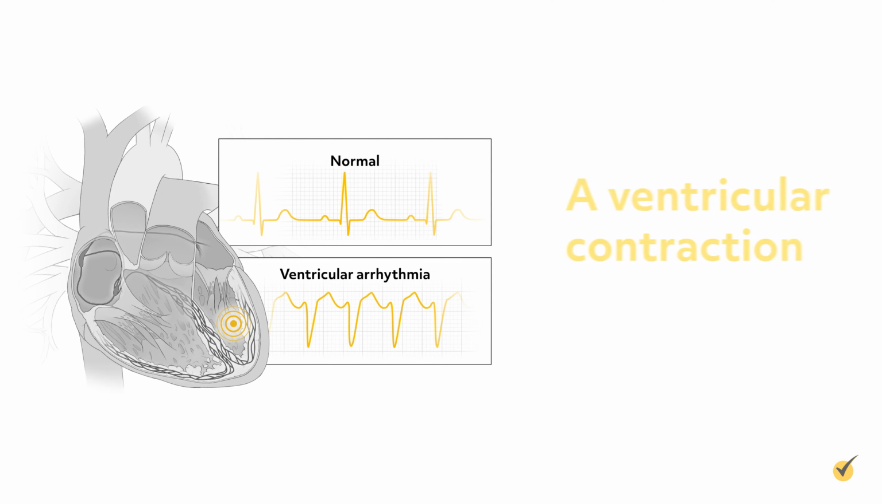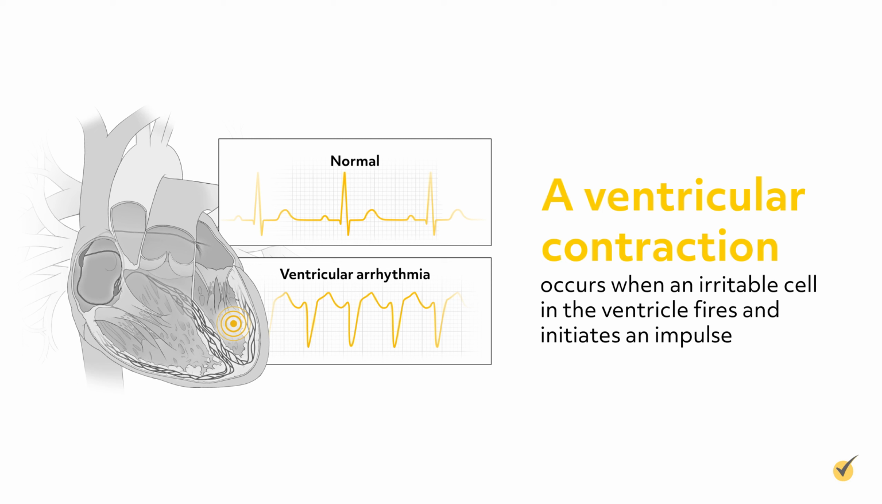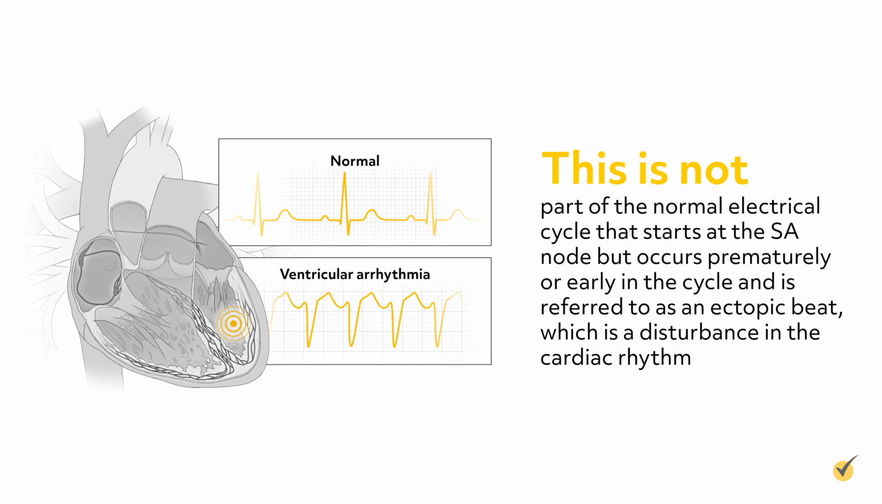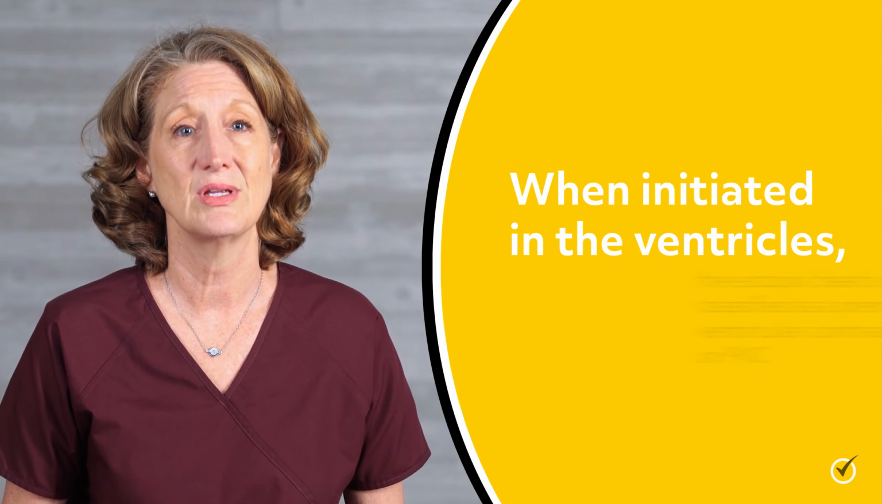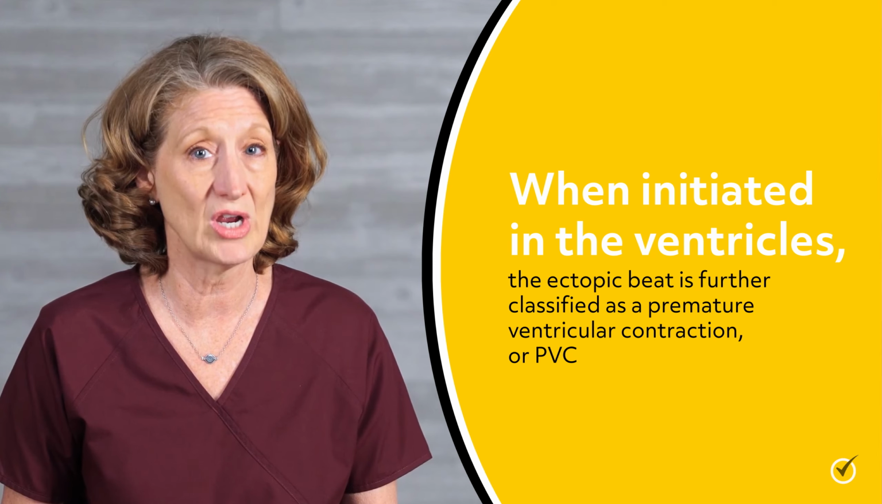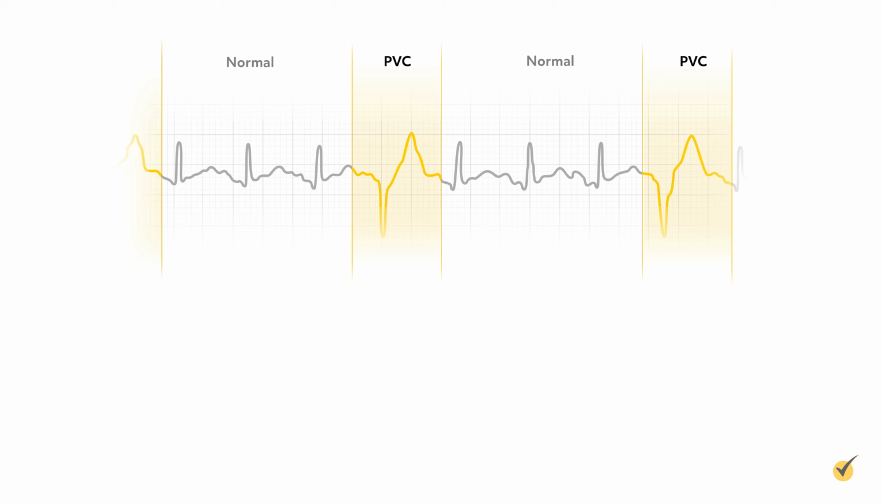A ventricular contraction occurs when an irritable cell in the ventricle fires and initiates an impulse. This is not part of the normal electrical cycle that starts at the SA node, but occurs prematurely, or early in the cycle, and is referred to as an ectopic beat, which is a disturbance in the cardiac rhythm. When initiated in the ventricles, the ectopic beat is further classified as a premature ventricular contraction, or PVC.